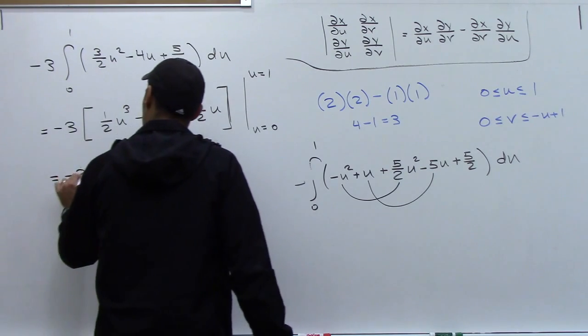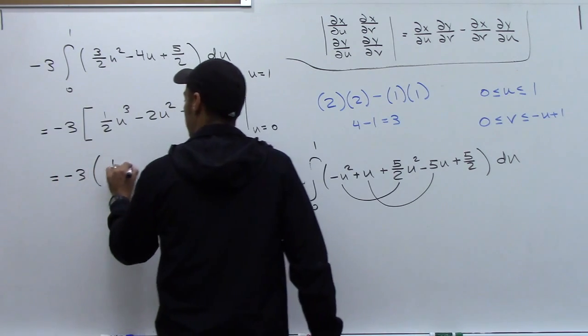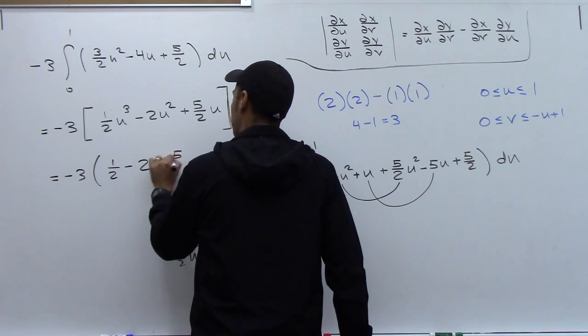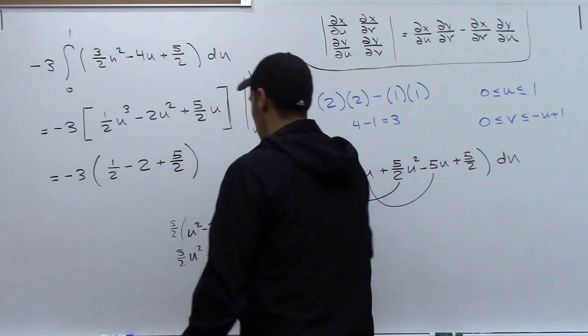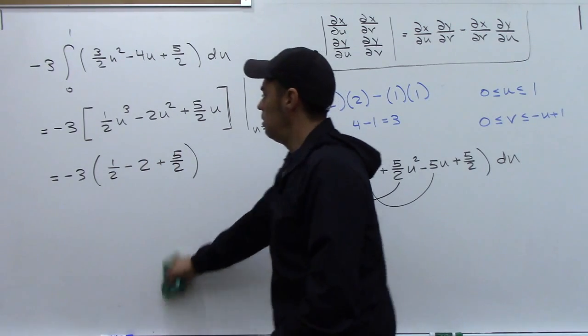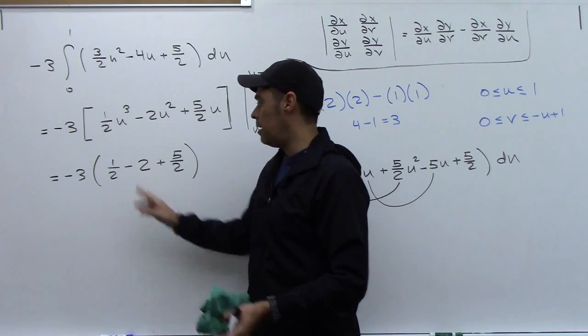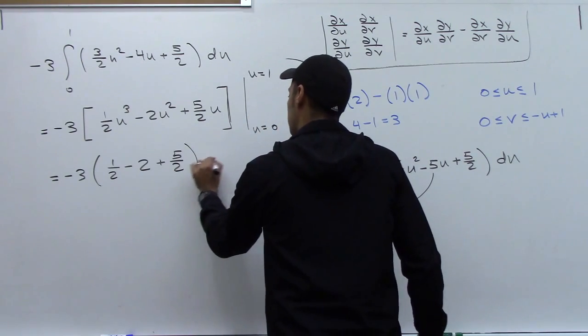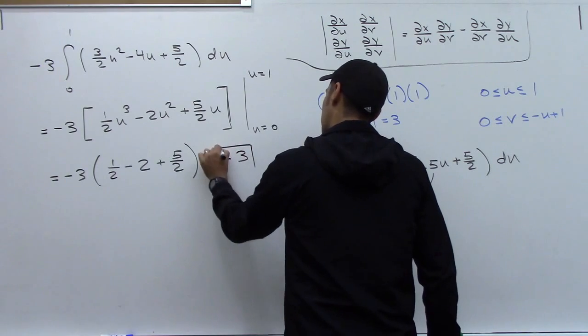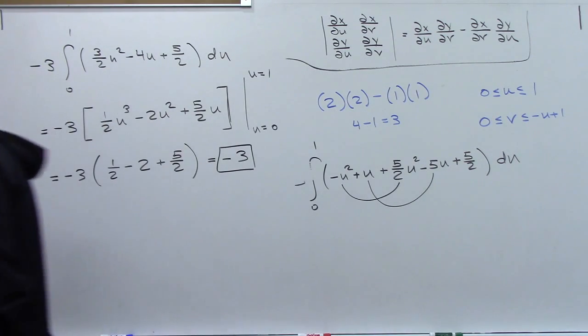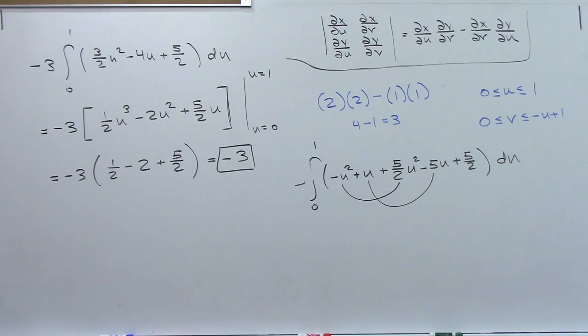So I get negative 3, let me see, 1/2 minus 2 plus 5 halves. And if I put 1/2 and 5 halves together, that's 6 halves, that's 3. 3 take away 2 is 1. So you should just get negative 3 times 1, which is negative 3. All right, there it is.